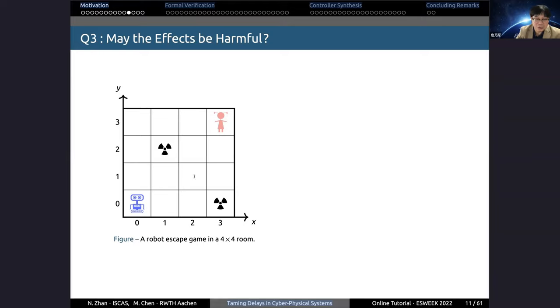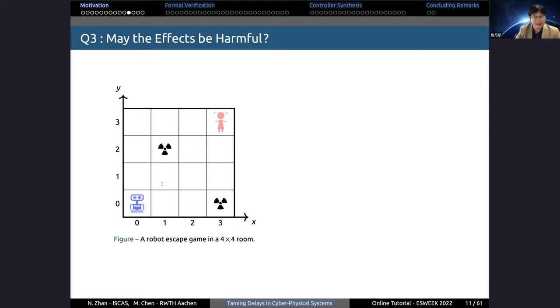In the room, there are two types of obstacles. One is the fixed obstacle, like the two here, and one is 3, 0, like here. The other type of obstacle is a movable obstacle, like the kid. The movable obstacle can move one step each time, left or right, up or down. So the goal of the system is that we find a plan for the robot so that the robot can escape any obstacles in the room.